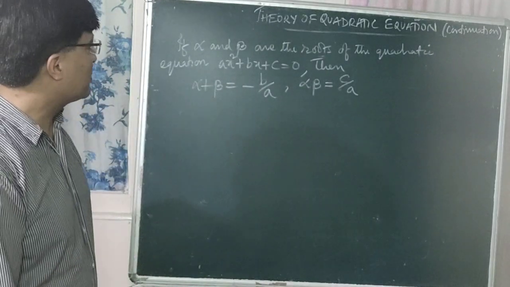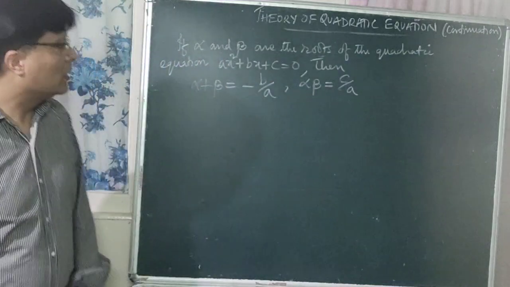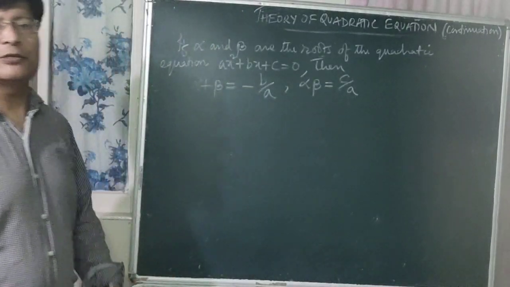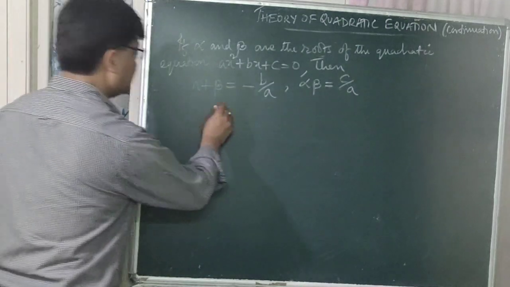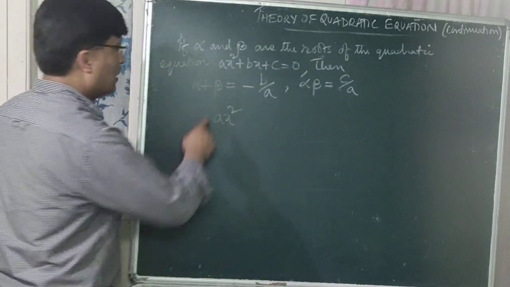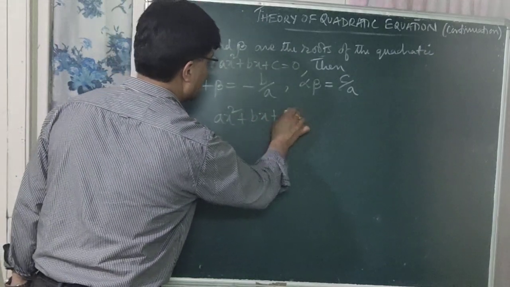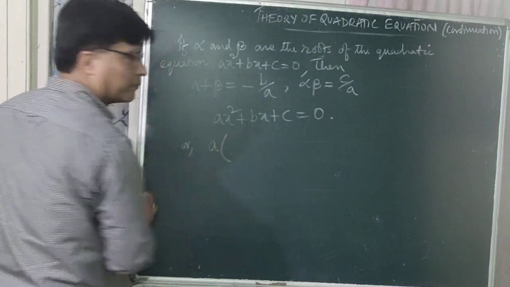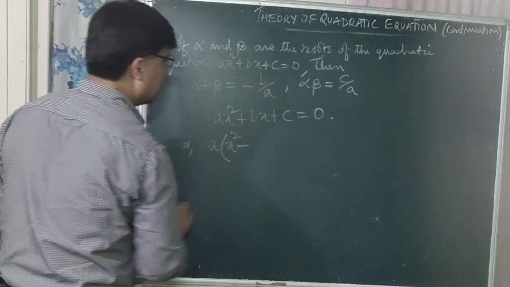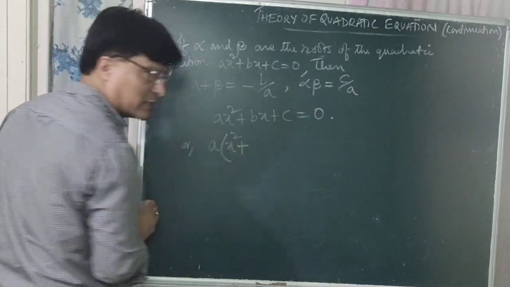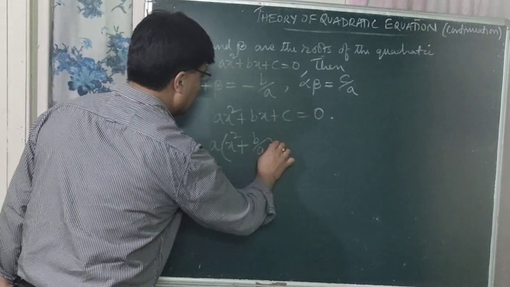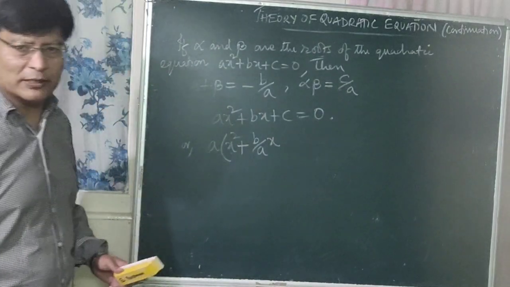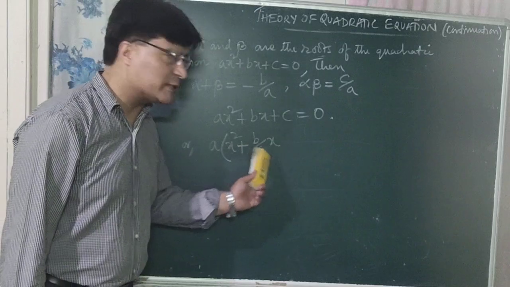So if alpha and beta are the roots of the quadratic equation ax square plus bx plus c is equal to 0, then alpha plus beta is equal to minus b by a, and alpha beta is equal to c by a. Okay? Now, what is the given quadratic equation here? Ax square plus bx plus c is equal to 0. Now let us take a common. x square plus b by a. You know that actually a is not common here, but you have to take a as common here. So within the bracket we have x square plus, what will the expression be?